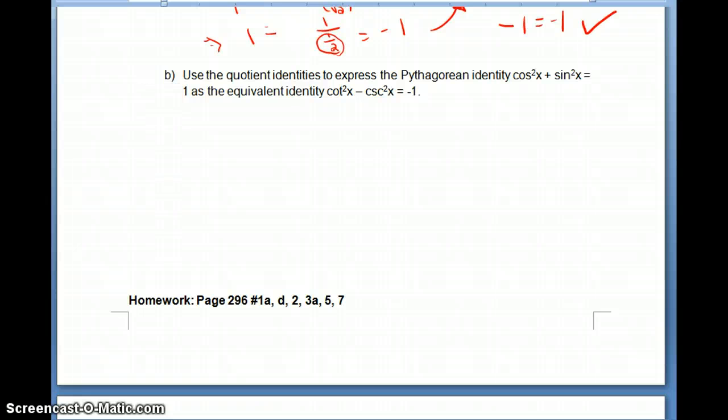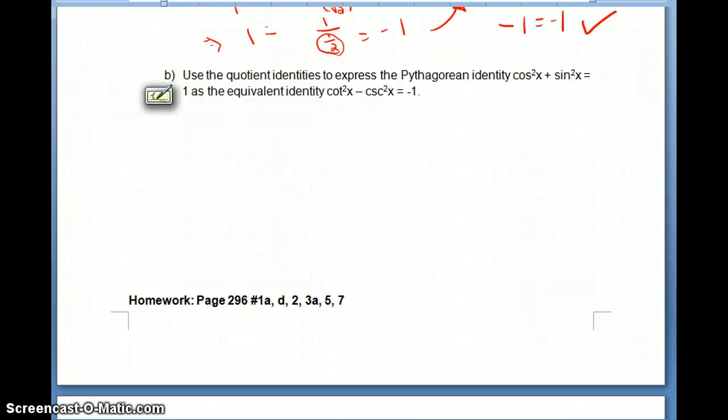Alright, so moving on to B, our last one. We've got about 3 minutes, so I'm going to blast through this efficiently. Here we need to use quotient identities to express the first Pythagorean identity that we were given, and rewrite this as cotangent squared of x minus cosecant squared of x is equal to -1. So basically we're going to show that they're equivalent. Number 1 is equivalent to number 2.